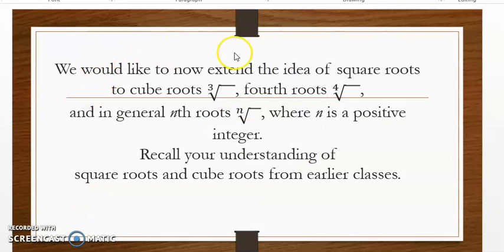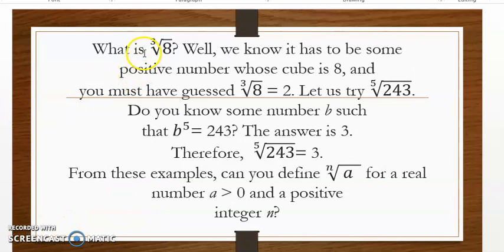So far we have seen only the square root of numbers. Now we would like to extend that idea to cube roots, fourth roots, or in general the nth roots, where n is any positive integer. For this, let us recall your understanding of square roots and cube roots from earlier classes. What is the cube root of 8? We know that it is some positive number whose cube is 8. Cube means multiplying the same number 3 times. And we know that it is 2.